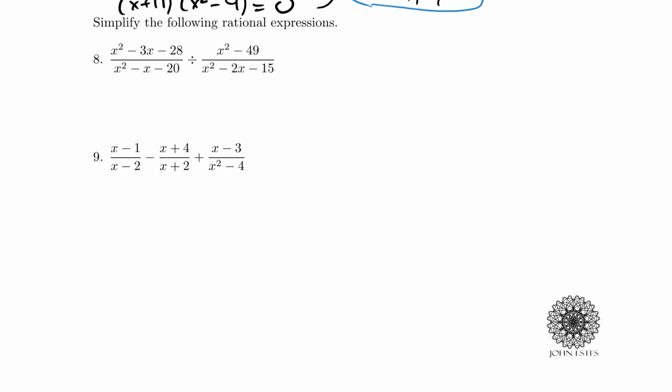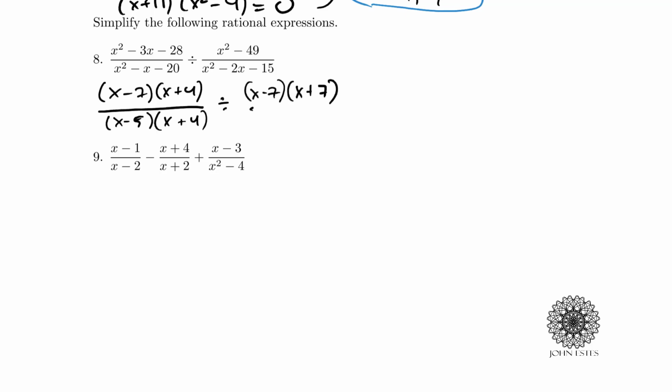Two things to multiply to give me negative 28, add to give me negative 3. How about negative 7 and positive 4? In the denominator, I should get x minus 7 times x plus 4. On the other side, x squared minus 49 is the difference of squares. And in the denominator, two things to multiply to give me negative 15, add to give me negative 2. How about x minus 5 and x plus 3?